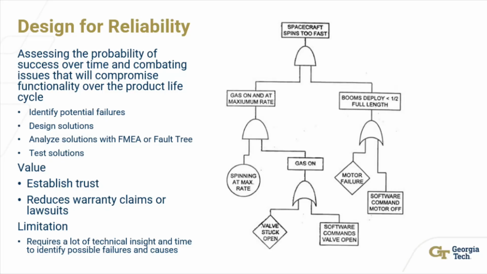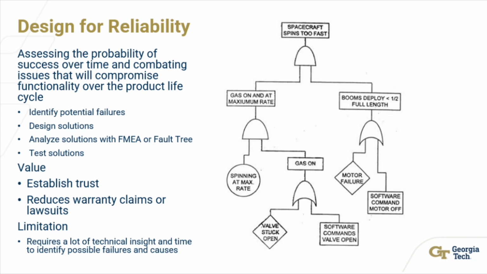Design for reliability involves assessing the probability of a product's success over time and combating issues that will compromise its functionality. So the 4 steps are to identify potential failures, design solutions to the failures, analyze the solutions with FMEA or a fault tree, and then test those solutions. The value in doing this is that it establishes trust with the customer and it reduces warranty claims or potential lawsuits. The limitation, on the other hand, is that it requires a lot of technical insight and time to identify possible failures and causes.